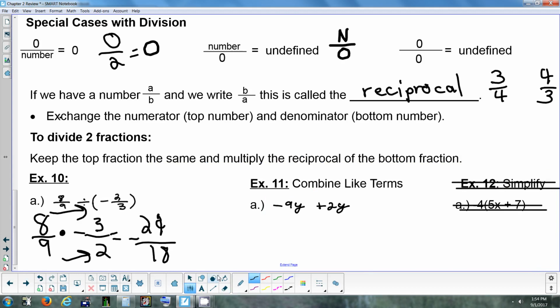Am I done? No, you have to simplify it. I can simplify. What number goes into both? 6. Yep. So it'd be 4 over 3.